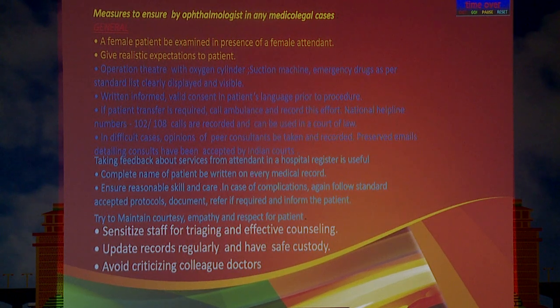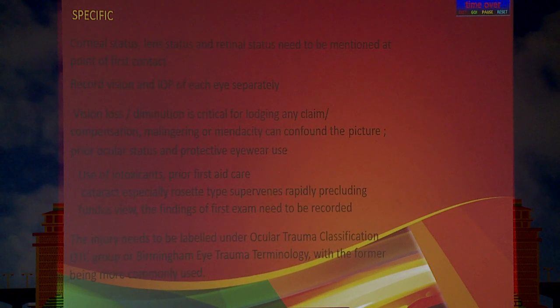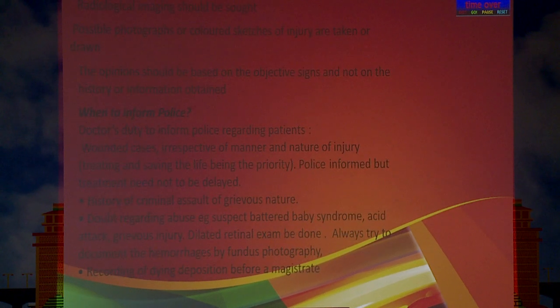You should sensitize your staff for triaging and effective counseling, and update records, that is mandatory. And the most important thing is that you should always avoid criticizing your colleague. And these are the specific things: you have to mention the corneal status, retinal status, vision, IOP, vision loss, and any intoxication, primary aid, and always try to classify the disease under the OTS system. If needed, radiological imaging should be done, photographs should be taken, and of course you should know when to inform the police.